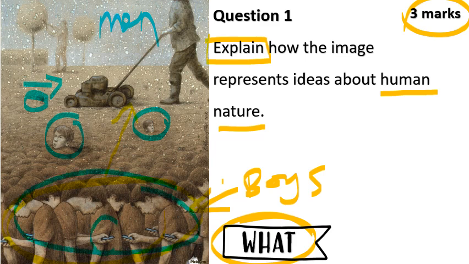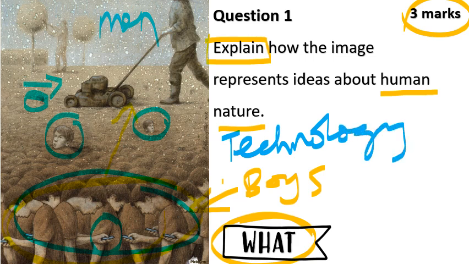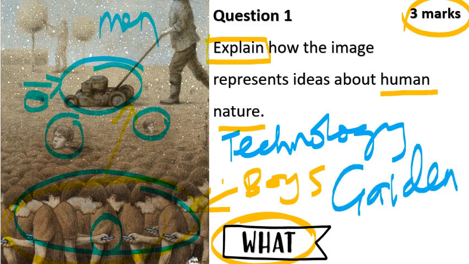We have a new form of technology. So we have another idea about technology, and we have an older representation of technology with the lawnmower. And then I start to break down what else the image is doing. So essentially, I would see that this text is called The Perfect Garden. So it's showing me ideas about boys and men.